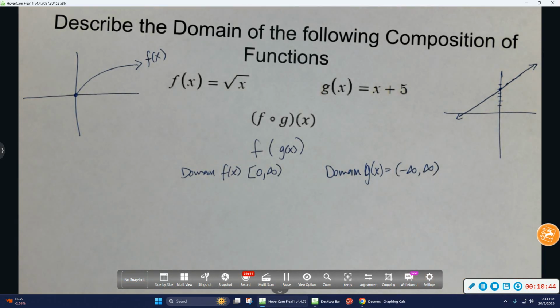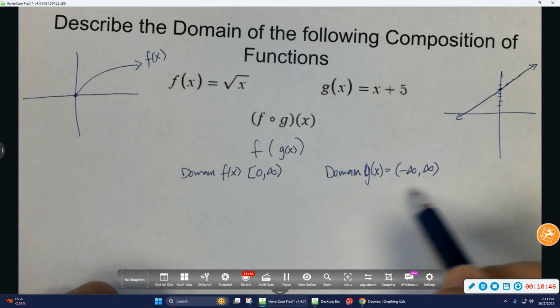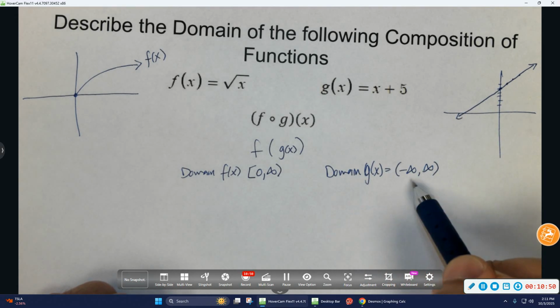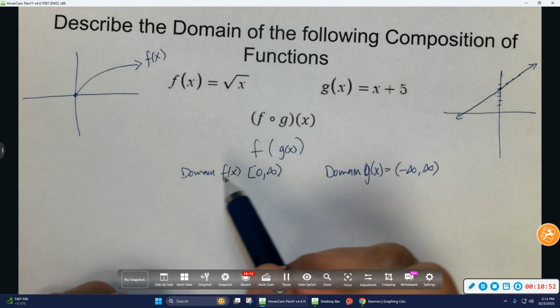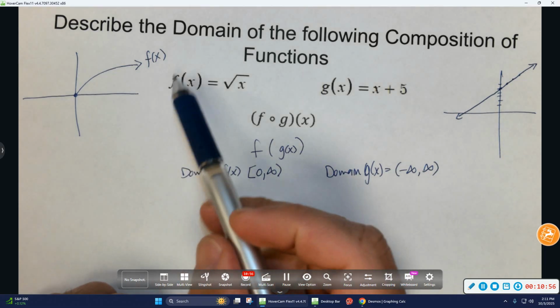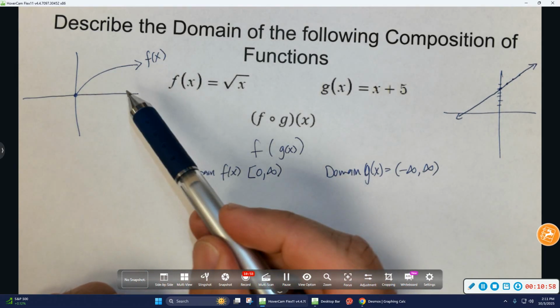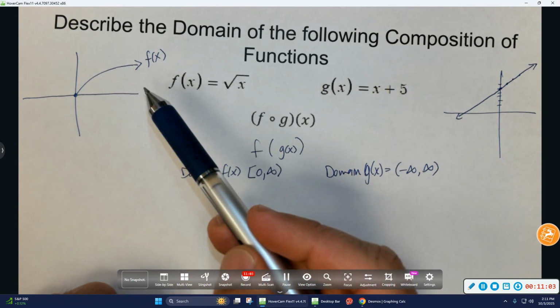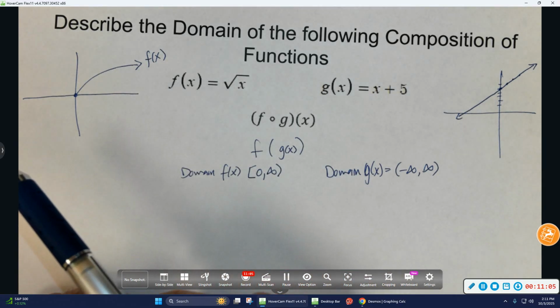Now I want to think. This function exists everywhere, right? So all the values of g of x exist. But if I'm going to plug it into another equation, for what values will it exist on this side? These values don't exist on negative infinity or positive infinity. It just exists on the right side of the graph. So how do I go about it?